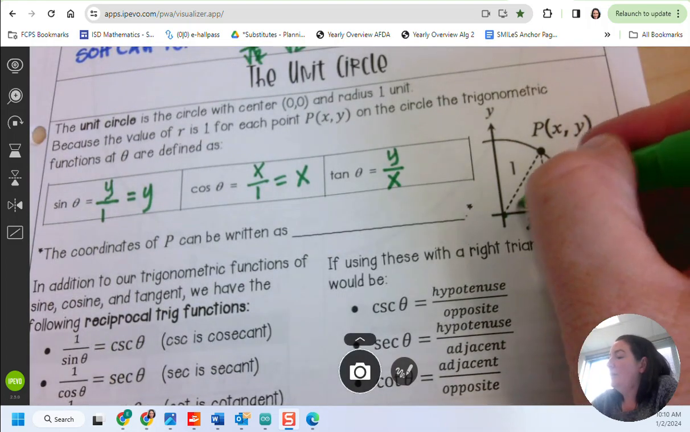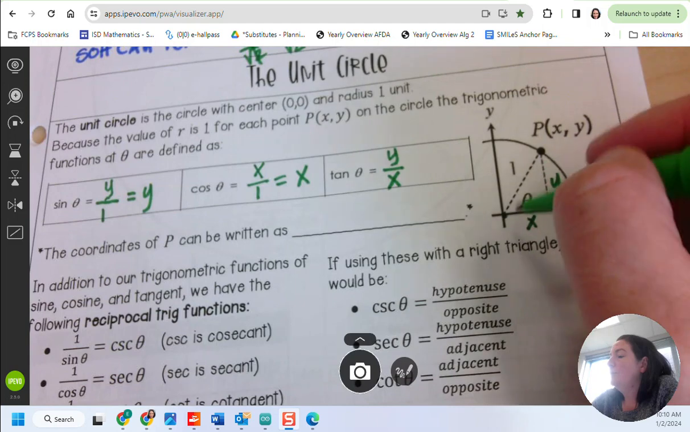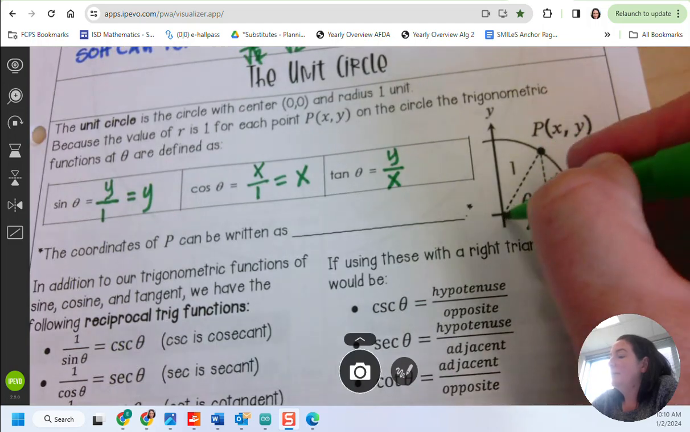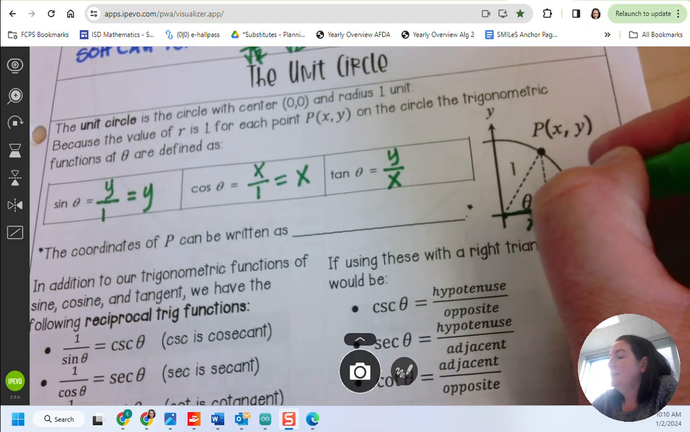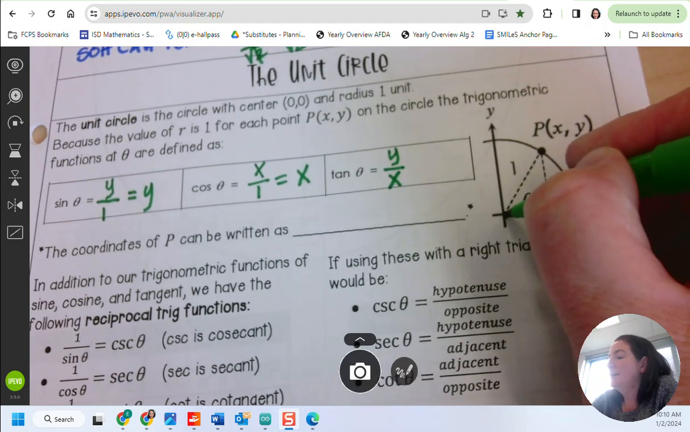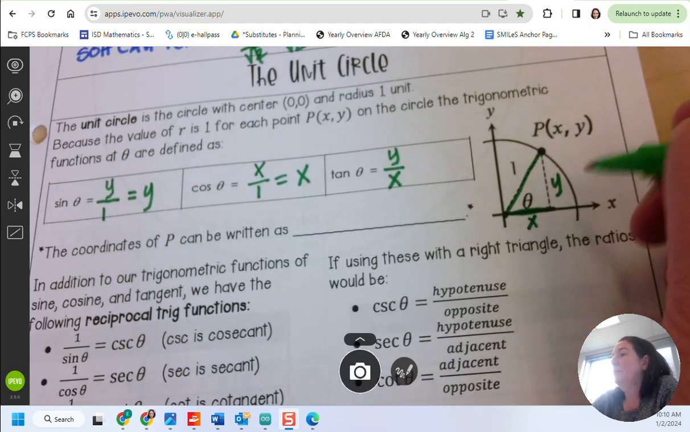So here's my angle here, theta. The angle is formed by the line that connects to the point and the positive x-axis. So this is the angle I'm talking about, theta.